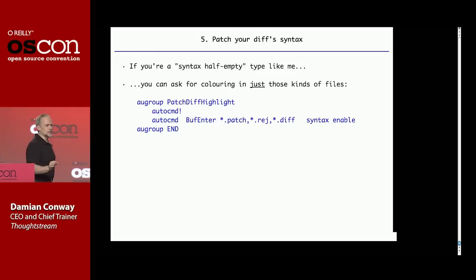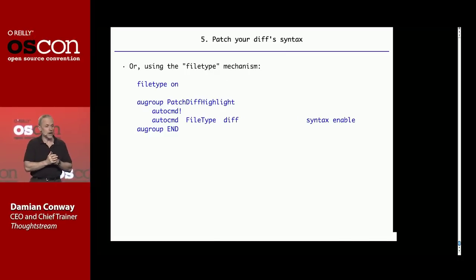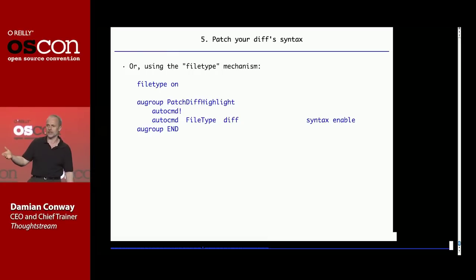So if you don't like syntax highlighting for most things, you might want to think about setting up an autocommand like this, where you say, look, if it's a patch or a rej or a diff file, just turn the syntax highlighting on for that. Or if you prefer to do it with the filetype mechanism, you can just say, look, when the filetype is diff, whatever its extension is, then I want you to turn on the syntax highlighting.